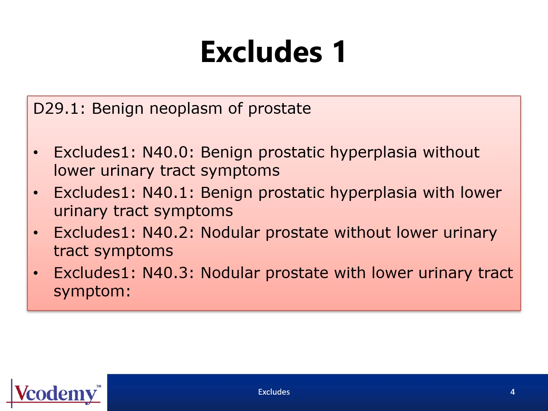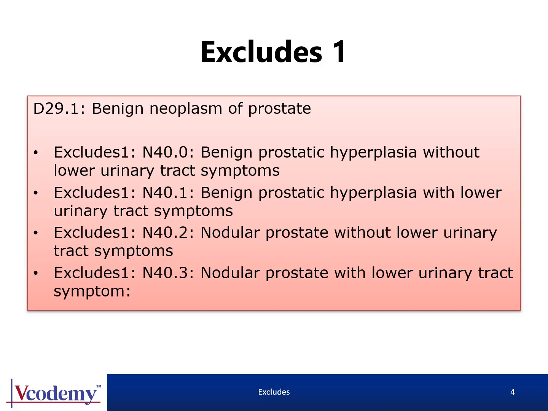Coming to Excludes 1. D29.1 is a benign neoplasm of the prostate. Here you have Excludes 1 N40.0, benign prostatic hyperplasia without lower urinary tract symptoms. Then you have Excludes 1 N40.1, benign prostatic hyperplasia with lower urinary tract symptoms. Excludes 1 again N40.2, nodular prostate without lower urinary tract symptoms, and Excludes 1 N40.3, nodular prostate with lower urinary tract symptoms.